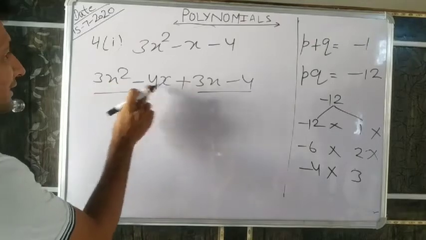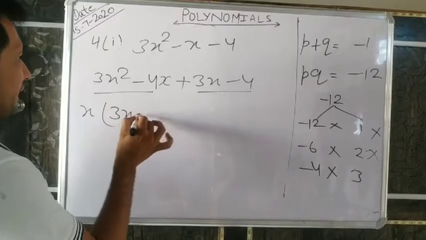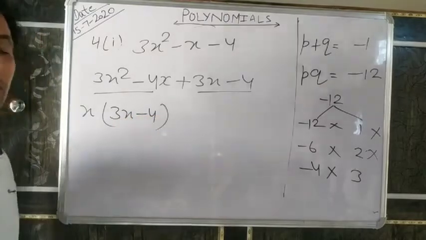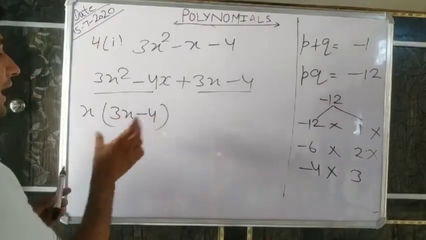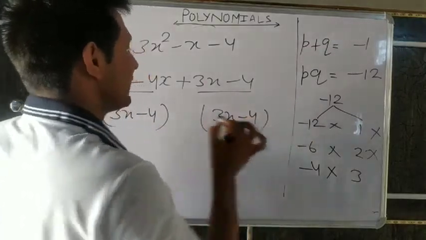What is common? x. And any other common? No. So x is common. What is remaining? 3x minus 4. And what I told you, whatever we write in the bracket, the same as it is we will write here: 3x minus 4.